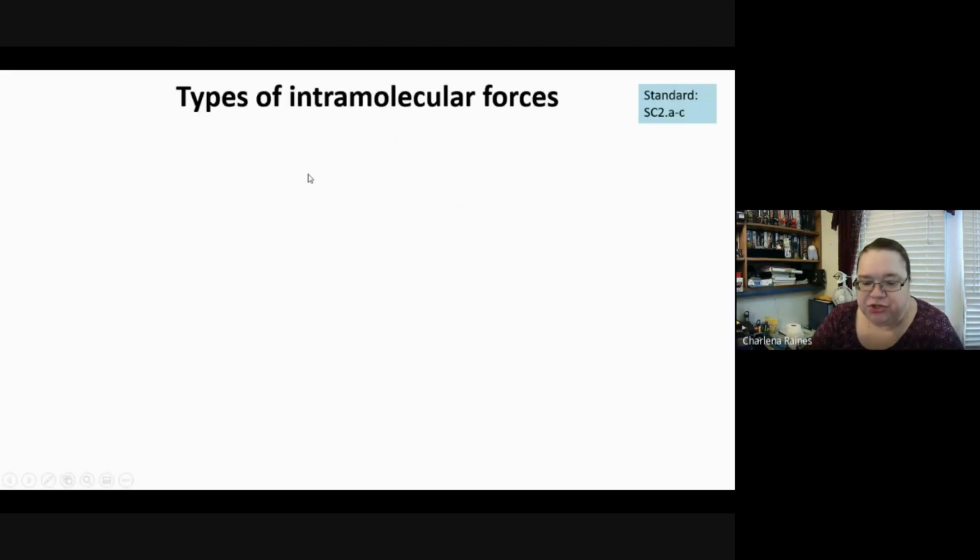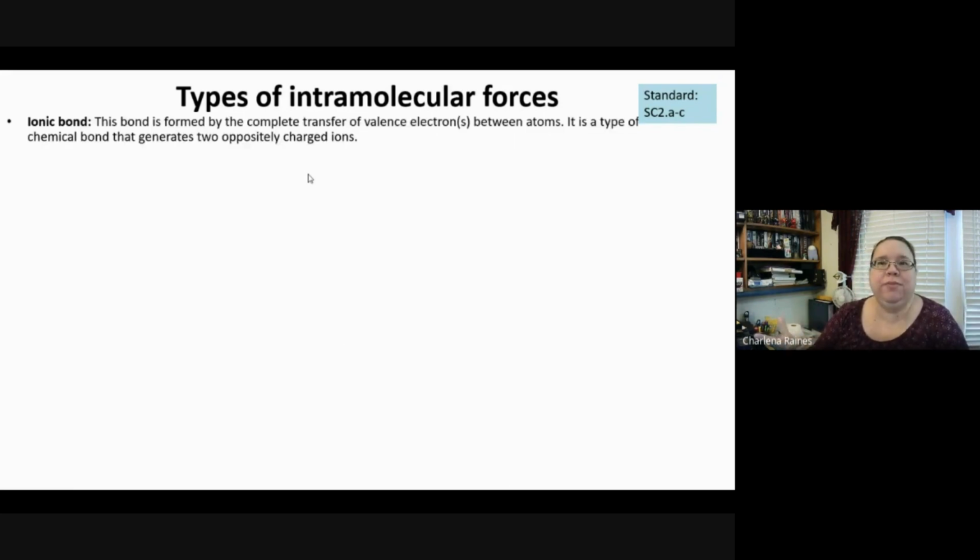So I actually want to start with something that's a little bit of a review from Unit 1. If you remember back in Unit 1, we actually learned about our intermolecular forces. So those were the attractions between molecules. And we learned about intramolecular forces. Our intramolecular forces were the attractions between atoms. Those were our bonds. And in Unit 1, we actually learned about 3 types of bonds.